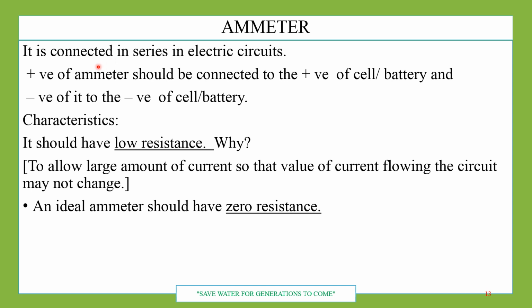The plus of the ammeter should be connected to the plus of the cell or battery. Positive, plus means positive. Negative of it should be connected to the negative of the cell or battery which we are using. And characteristics, again, it should have low resistance, we have discussed, to allow a large amount of current. Resist means to oppose. It will not give opposition to the flow of electrons, so it will measure current passing the conductor very accurately. And an ideal ammeter should have zero resistance. When there is zero resistance, it will allow the whole of the current which is being given to the circuit.